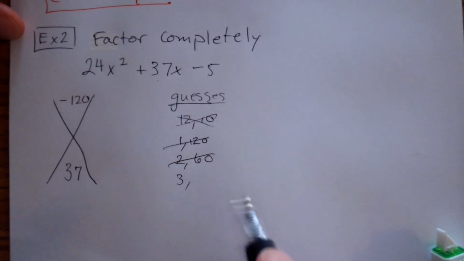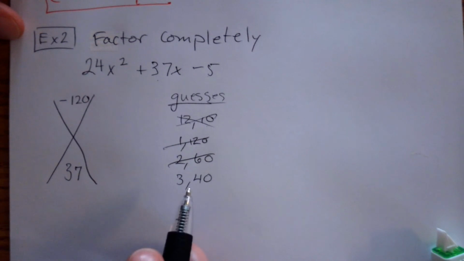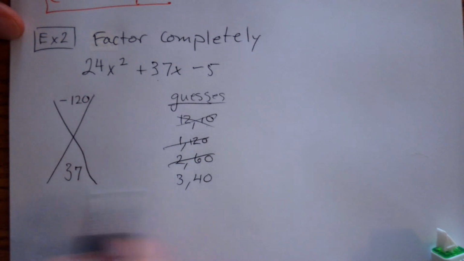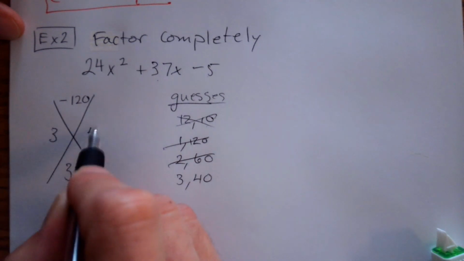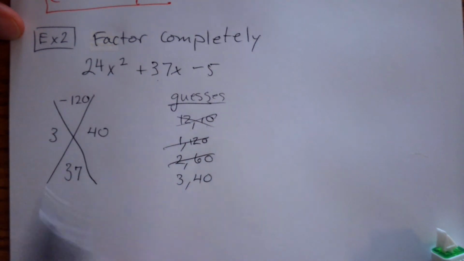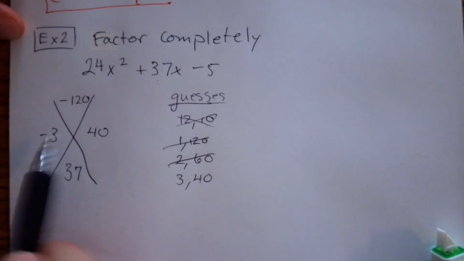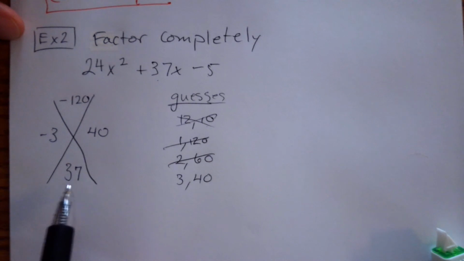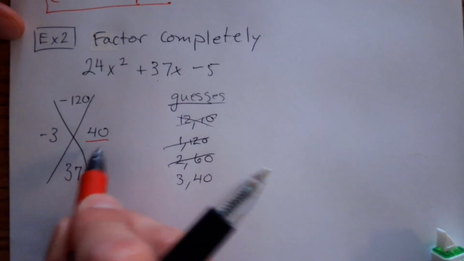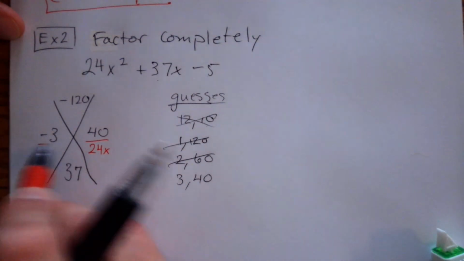And then 3, what's 120 divided by 3? That's 40. That one will work. If I subtracted 40 minus 3, that's 37. And then I'll figure out the negatives. Yeah, the 3 has to be negative because negative times a positive is a negative. And when I add those, the smaller one has to be negative so that this is a positive. And then what's the next thing that I have to do because it's not the shortcut method? Divide by 24x. Divide by 24x on both of them.